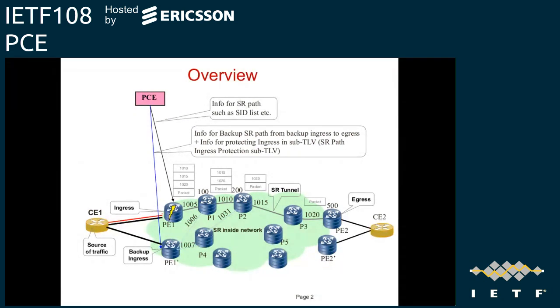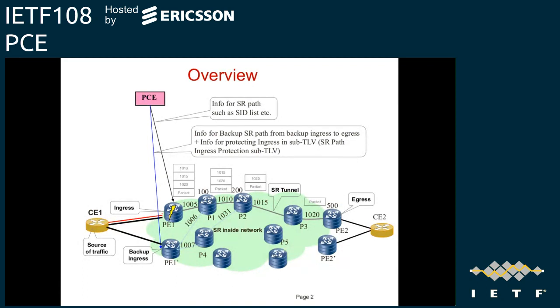Yes, that's a good question. There are some details there. For example, in order to achieve this protection, we need some kind of behavior in the CE, and we may have different behaviors on the CE. One behavior is that CE1 can multicast the traffic to both the ingress node and the backup ingress node. Another behavior is that CE1 detects the failure of PE1, and only after detecting the failure, CE1 sends traffic to the backup ingress node. So we have different behaviors there.